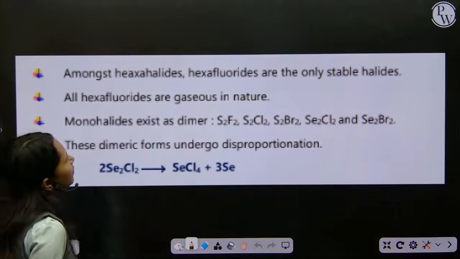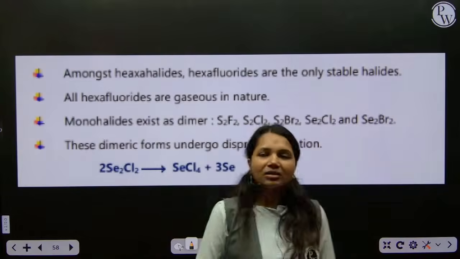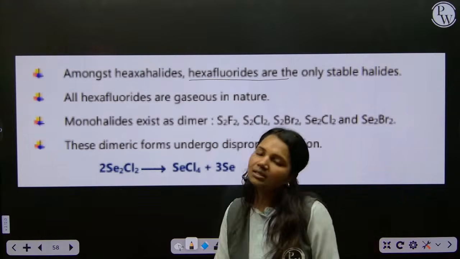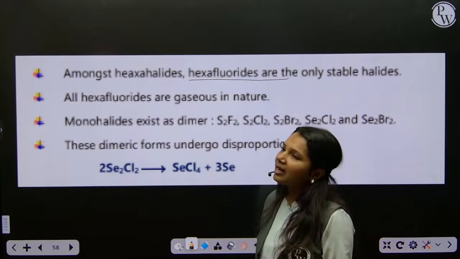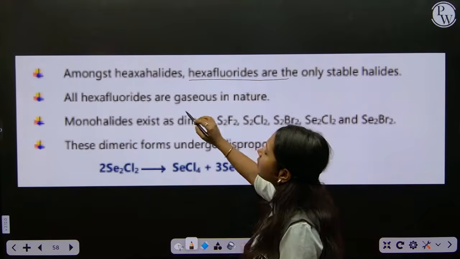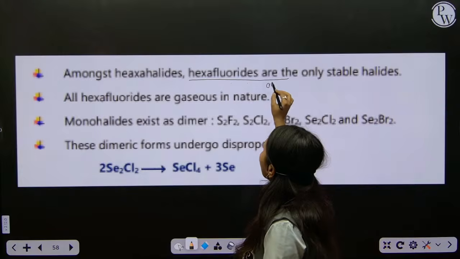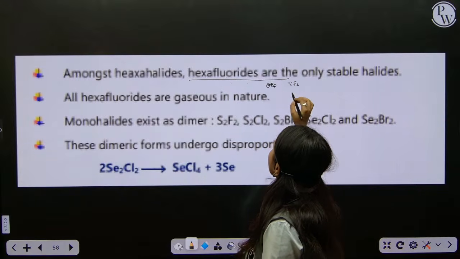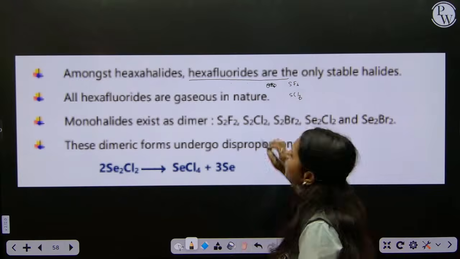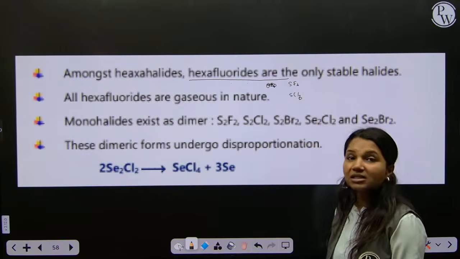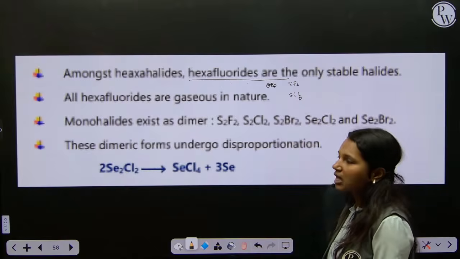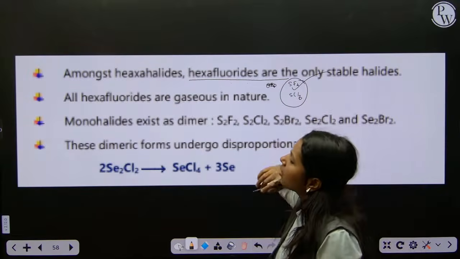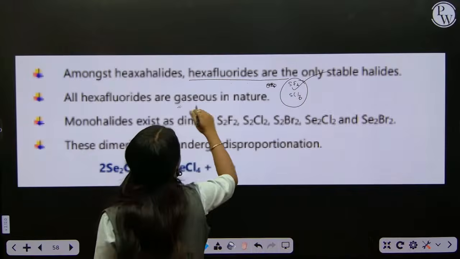Now next, among the hexahalides, hexafluorides are the only stable halides. It means they can ask you whether OF6 exists or maybe SF6 exists, but why not SCl6? Because chlorine is very large in size. Six chlorines around sulfur cannot arrange. So which one is more stable? SF6 is more stable. All hexafluorides are gases in nature.